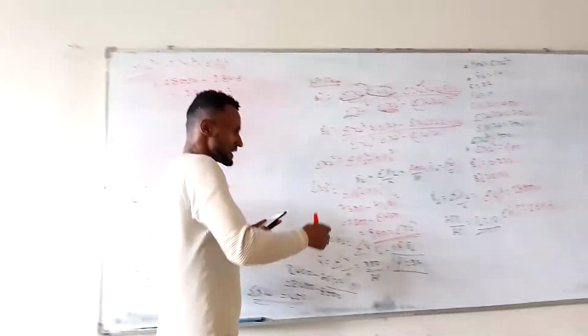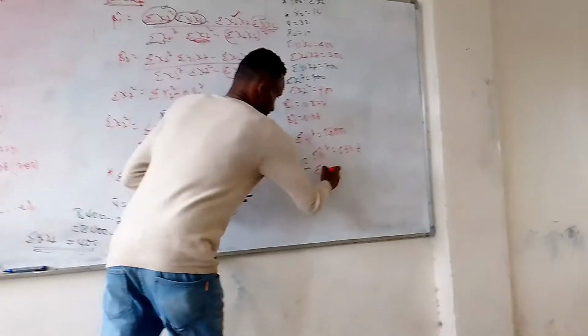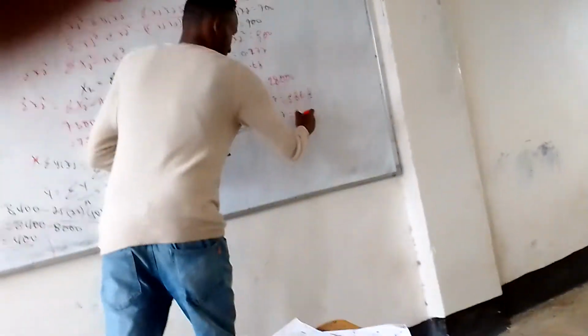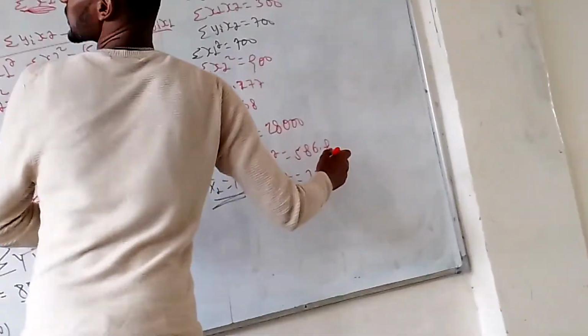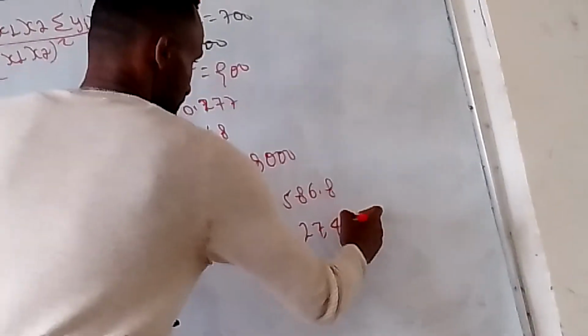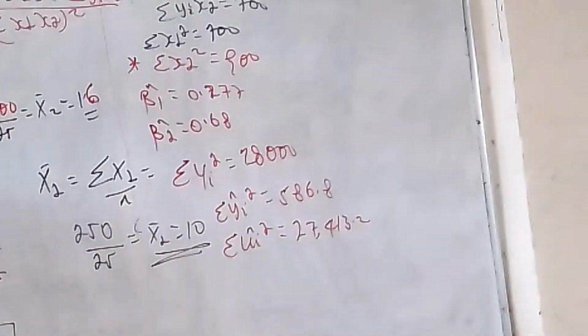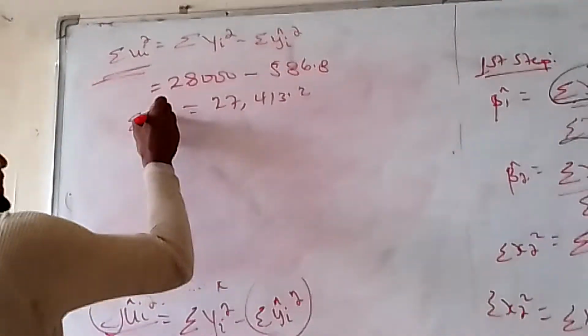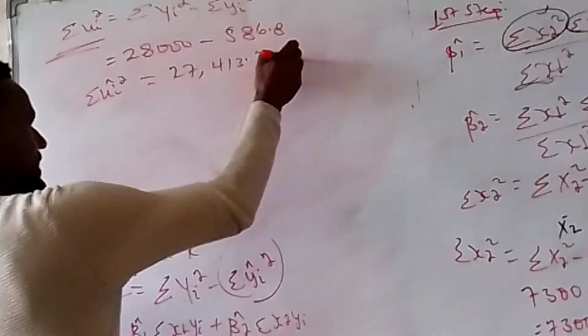Therefore, the summation of ui hat squared is equal to 27,413.2. Let me say this is the value of the error sum of squares, and this is equation 2.